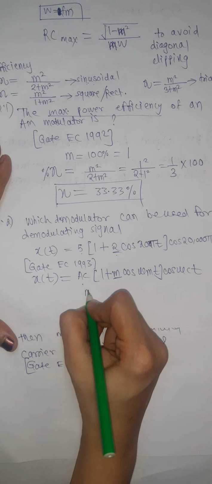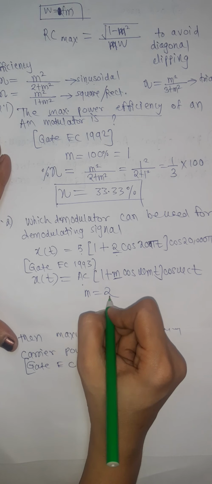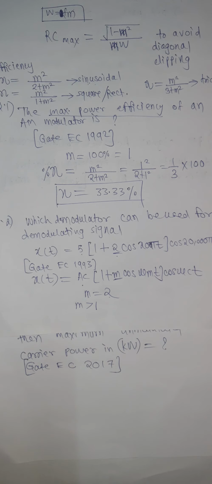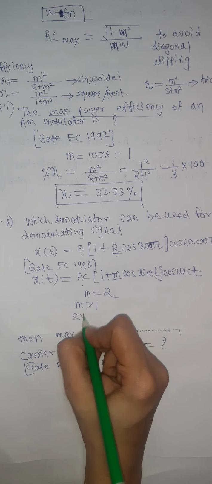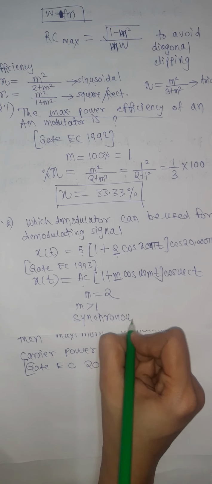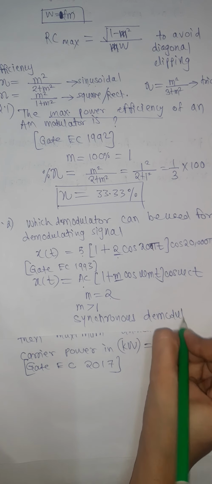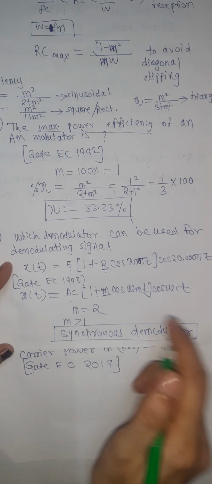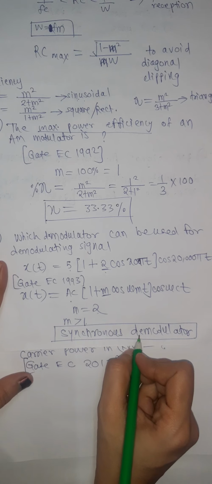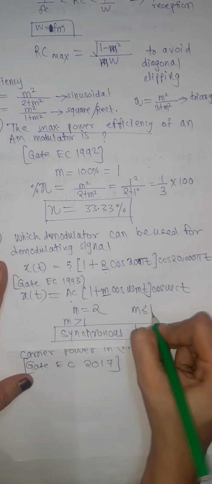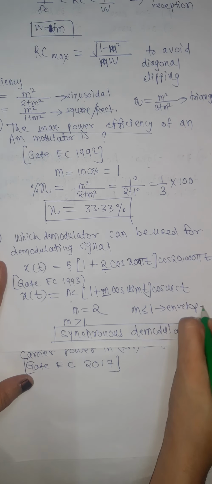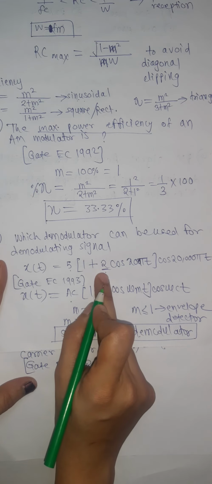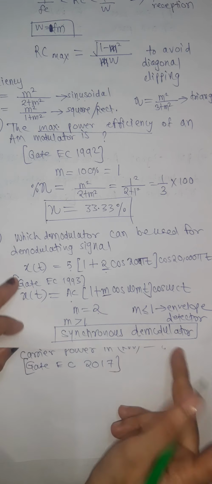Here as modulation index is 2, this modulation index is greater than 1, and when modulation index is greater than 1, we will use synchronous detector. So synchronous detector or synchronous demodulator is used here to demodulate or detect this given signal. When m is greater than 1, synchronous demodulator is used. When m is less than or equal to 1, envelope detector is used. As here modulation index m is greater than 1, we will use synchronous demodulator.